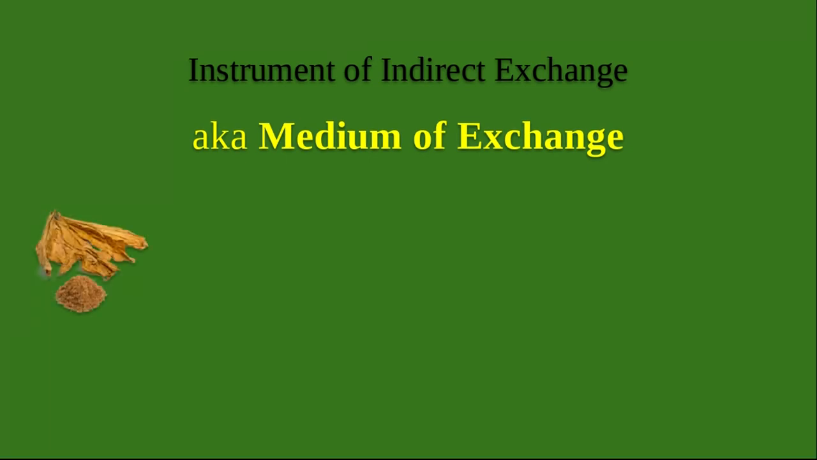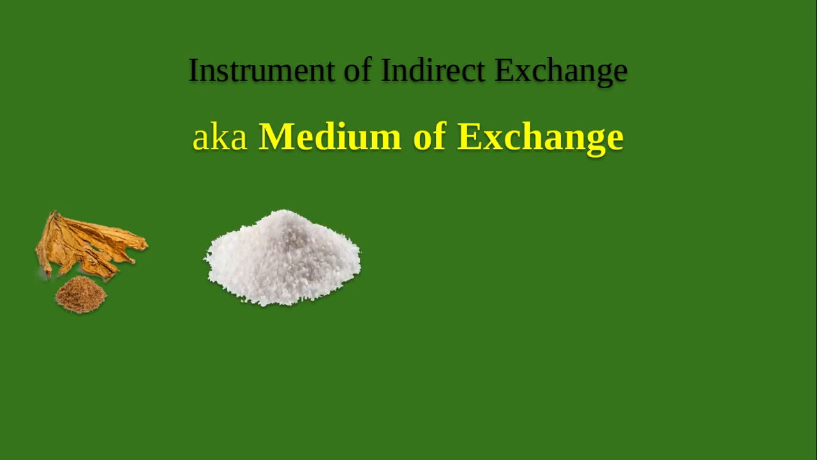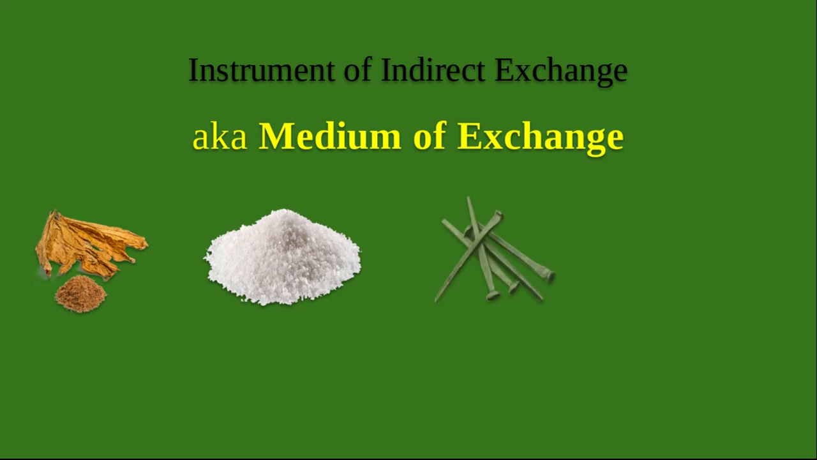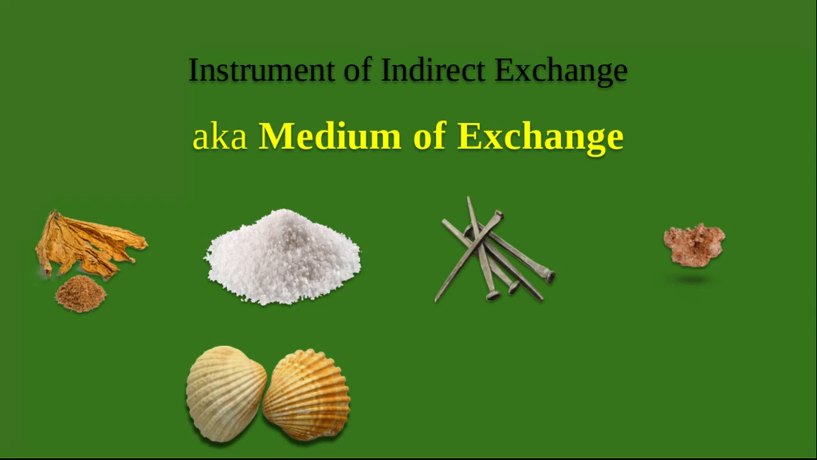So several commodities have historically been used for this purpose. One is tobacco, another is salt or even sugar, nails, copper, seashells, and even fish, perhaps in its dried form.